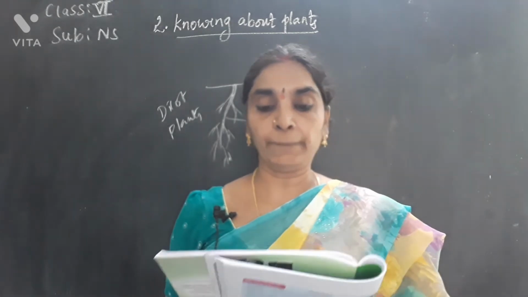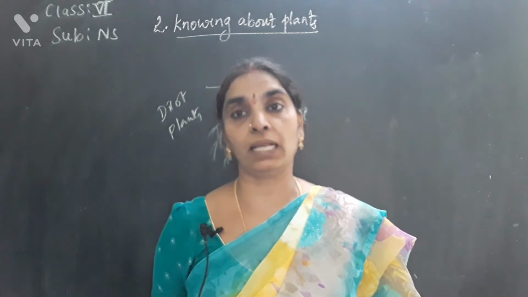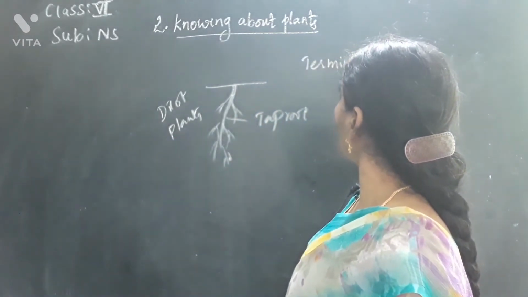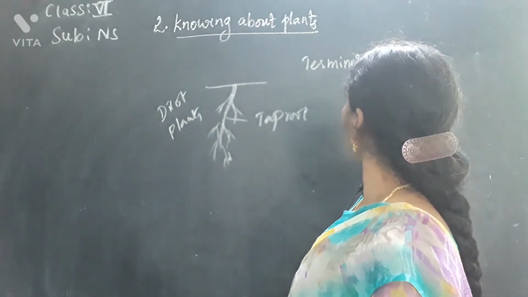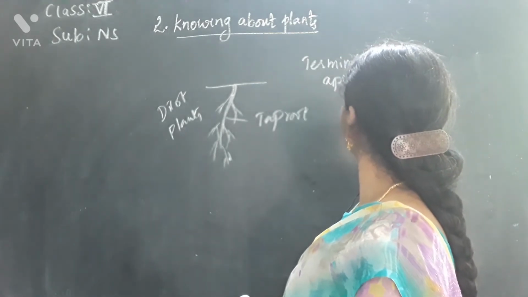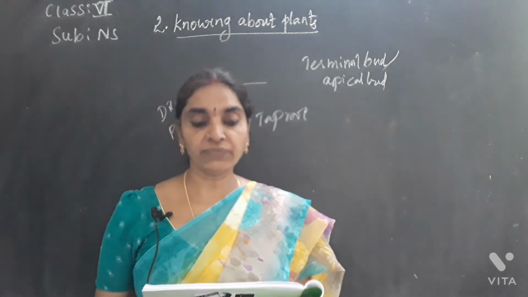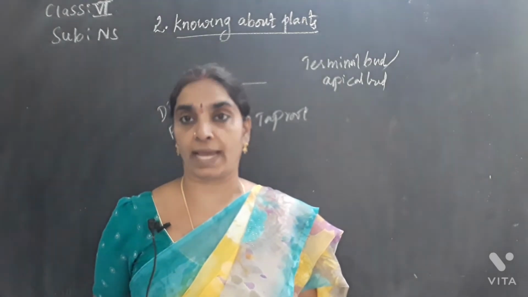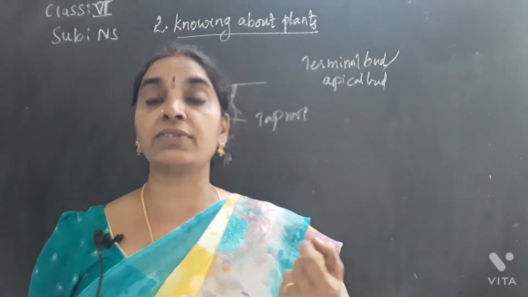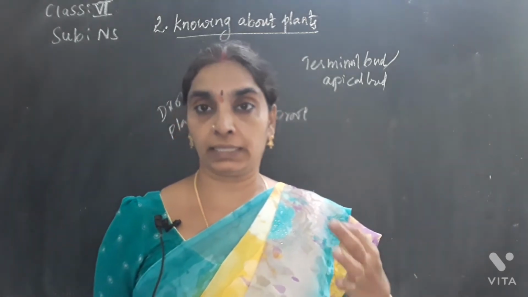The bud at the tip of the stem is known as terminal bud or apical bud. What is it called? The bud at the tip of the stem is called terminal bud, or it is called apical bud. Okay children, and the next one, part of the leaf that helps in exchange of gases. You know very well, the part of the leaf that helps in the exchange, that is respiration of the plant, is stomata present in the leaves.